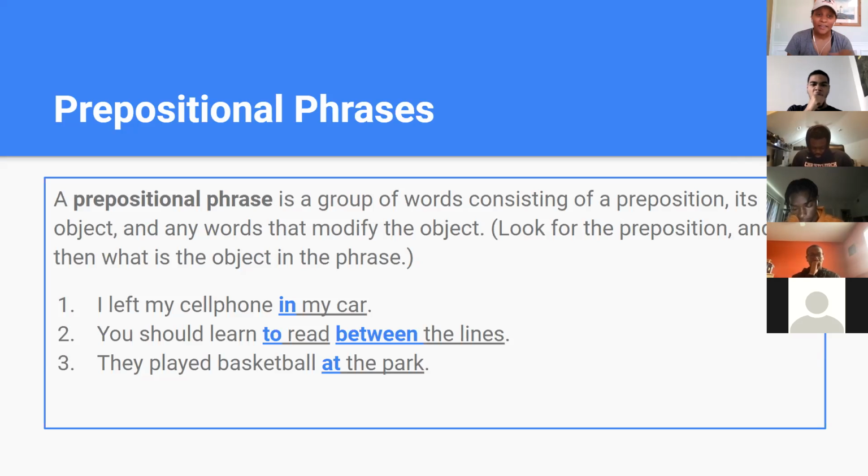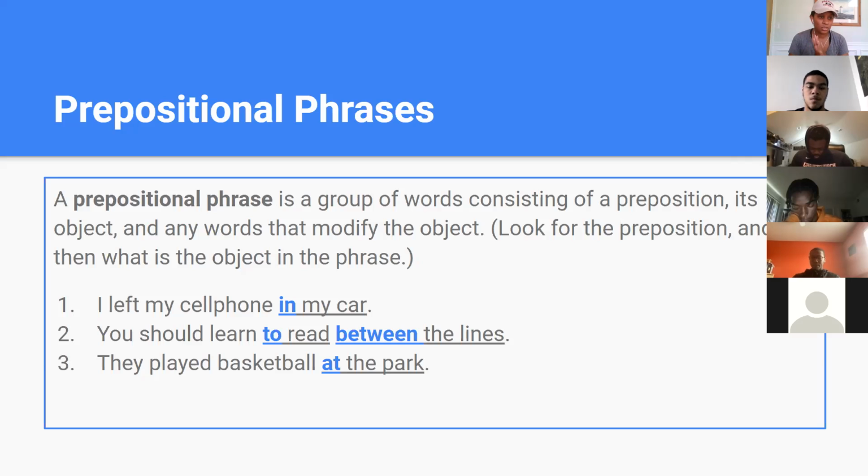Number one, I left my cell phone in my car, right? In would be the preposition. It tells me where. It tells me where I left my cell phone at. And then where did I leave my cell phone? In the car. So this would be the entire phrase, in my car. The specific preposition would be in. It's telling me where.